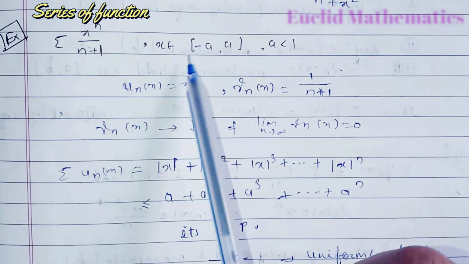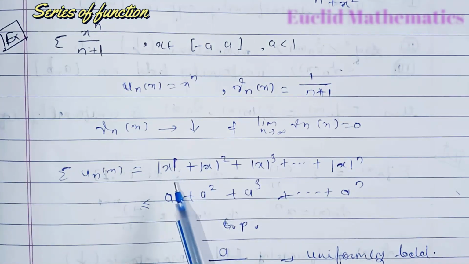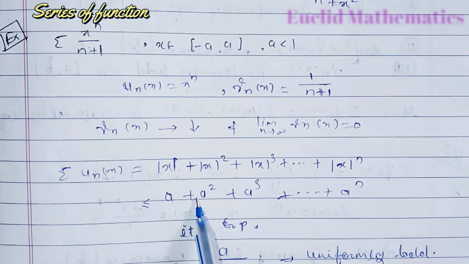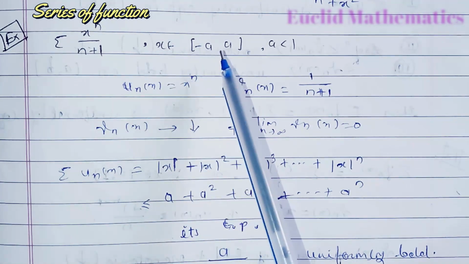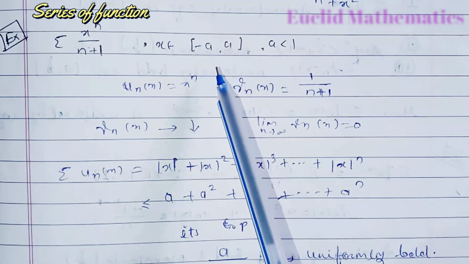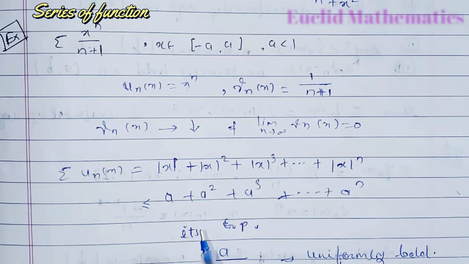We know that x is from that interval, so let's consider some value for x. I consider x as a plus a squared plus a cubed plus up to a raised to n. I just replaced the value of x with a. Why a? Because x belongs to that interval, and that interval contains a as its largest element, and a is smaller than 1. So we can observe here a plus a squared plus a cubed plus a raised to n. It is a geometric series.